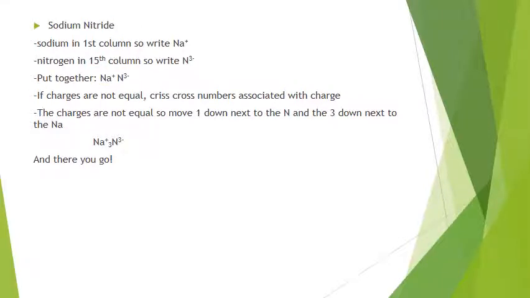Sodium nitride. Sodium's in the 1st column, so it gets a plus charge. Nitrogen is in the 15th column, it gets 3 minus. Put them together, the charges are not equal, crisscross, and so you get Na3N is your answer.